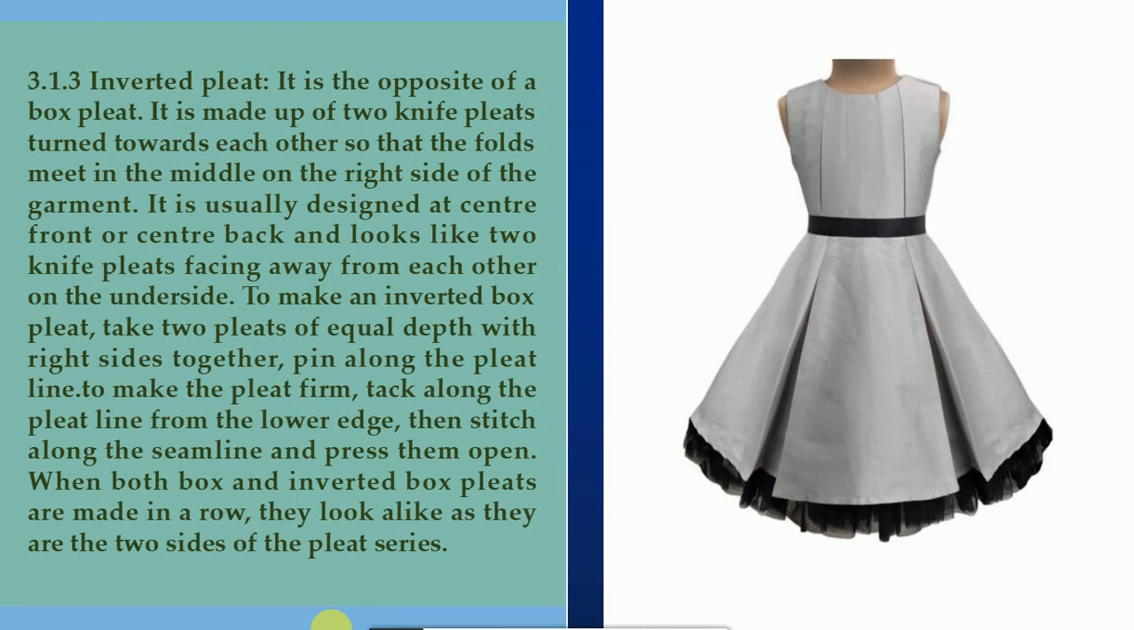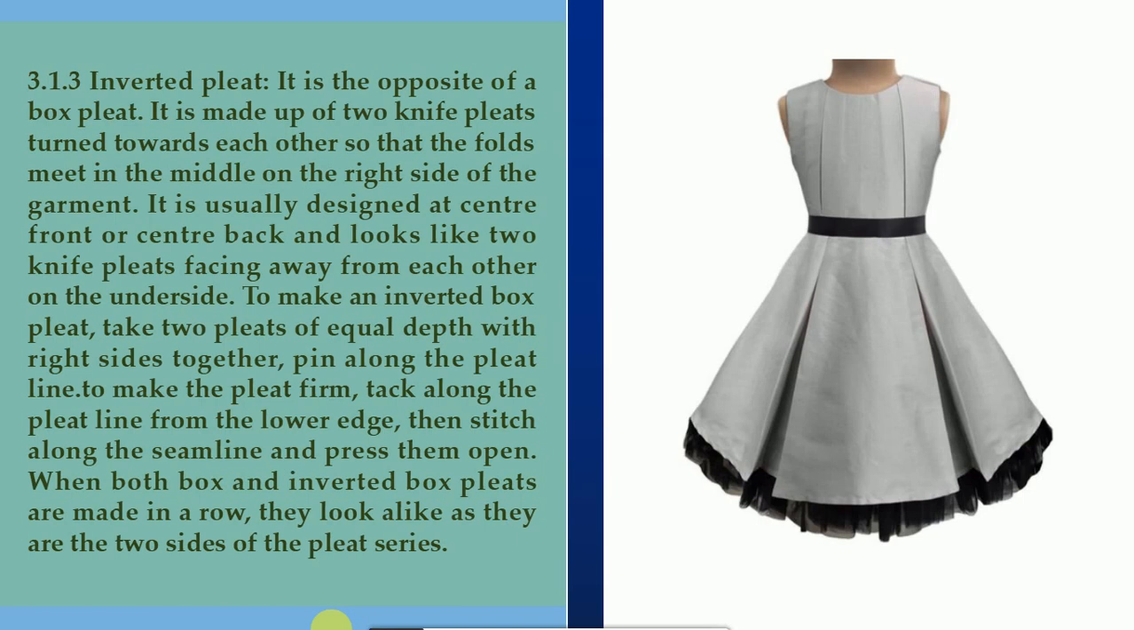Inverted pleat. It is the opposite of a box pleat. It is made up of 2 knife pleats turned towards each other so that the folds meet in the middle on the right side of the garment. It is usually designed at center front or center back and looks like 2 knife pleats facing away from each other on the underside. To make an inverted box pleat, take 2 pleats of equal depth with right sides together.